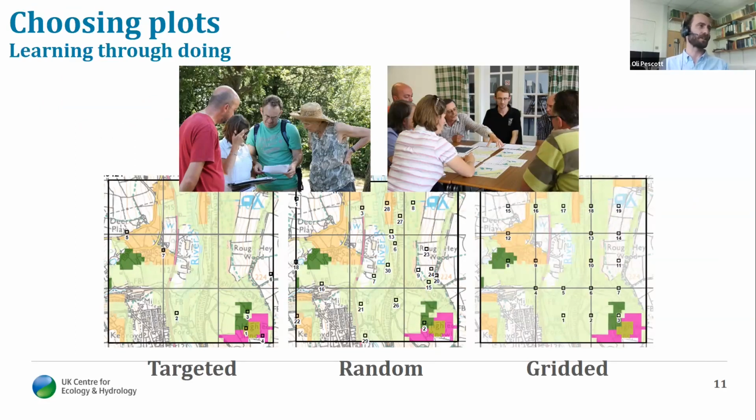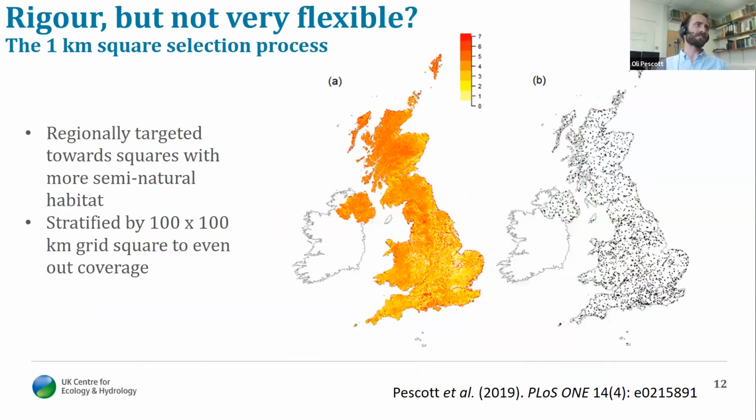For instance, this particular experiment related to the placement of the square plots. One of them on the left, we targeted particular habitats. The one in the middle was totally random, which of course sometimes gives kind of clustered layouts, sometimes they look less clustered. And then the gridded one, which we finally went with. So we tried to make decisions that seemed to be most easily understood by people on the ground. It was a bit less flexible at the 1 kilometre square selection level.